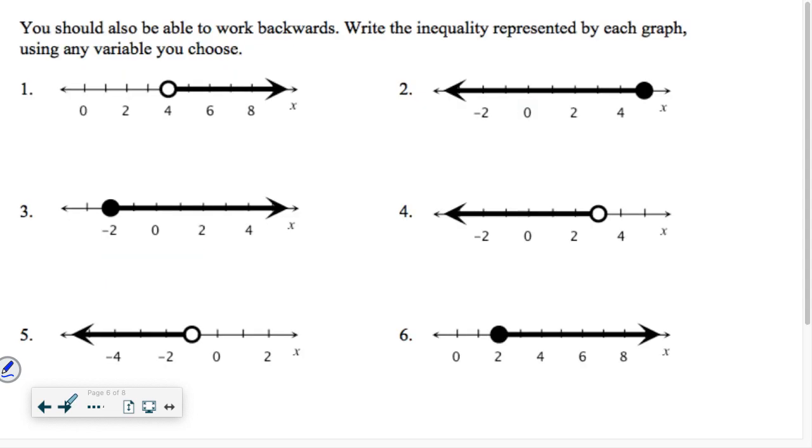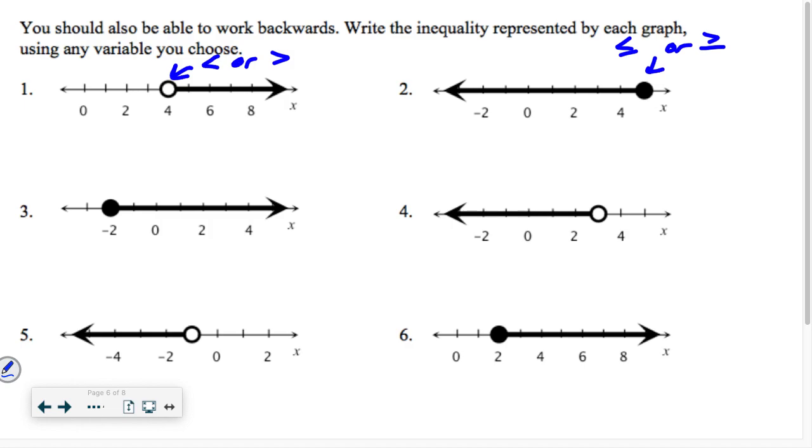We can also work it backwards. Here are my shaded number lines. The first thing I want to identify is if I have an open circle or a closed circle. Open circles are less than or greater than. Closed circles are less than or equal to or greater than or equal to. So I know which symbol I'm going to use based on that.